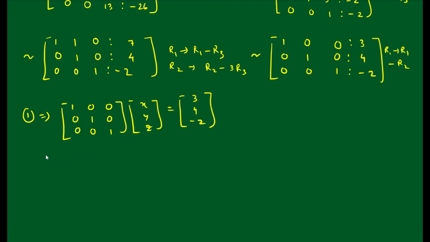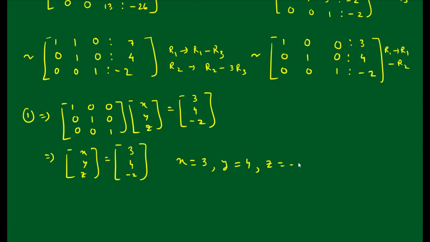Now this method is much easier. Maybe we have to do 2 more lines, but the result here will come directly, because in Gauss elimination method finally you have to solve a little bit by back substitution, but here the result we get directly. Now if we multiply these two matrices, simply you will get x, y, z, and on the right hand side you have 3, 4, and minus 2. Just compare it. x equals 3, y equals 4, and z equals minus 2.